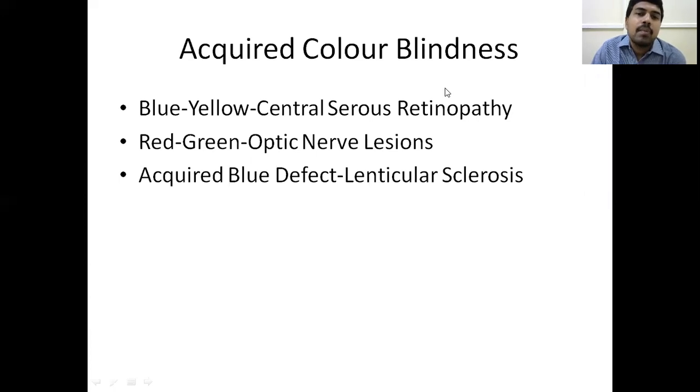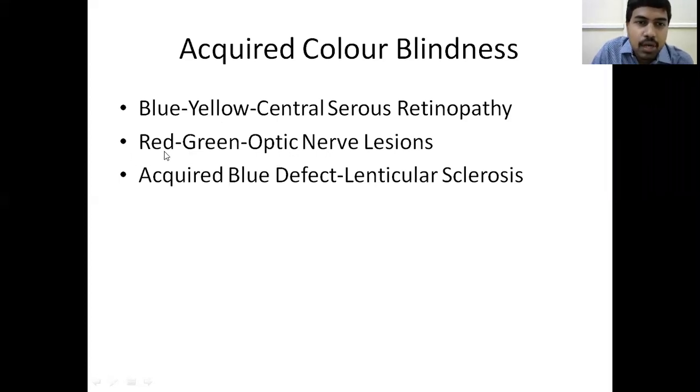And there is acquired color blindness. Acquired color blindness means there is a condition called central serous chorioretinopathy. In this condition, a blue-yellow defect will be seen. Similarly, ethambutol amblyopia. I told you ethambutol is a drug which we give for treating tuberculosis. So when you start ethambutol, a blue-yellow color vision defect can again be seen in case of ethambutol toxicity.